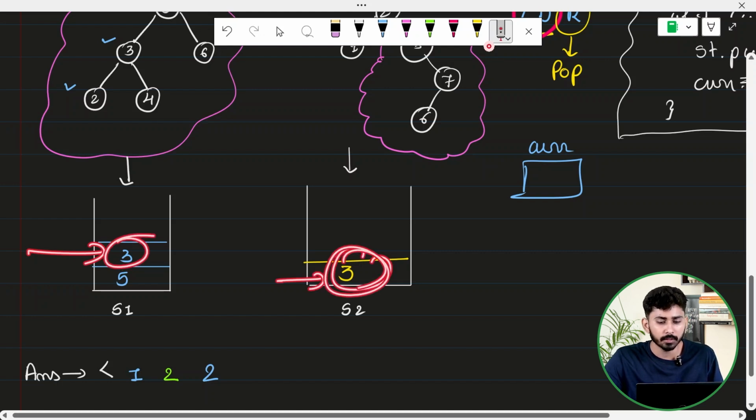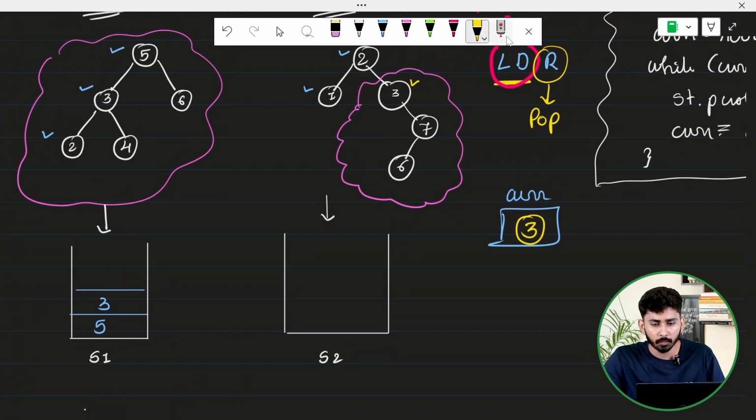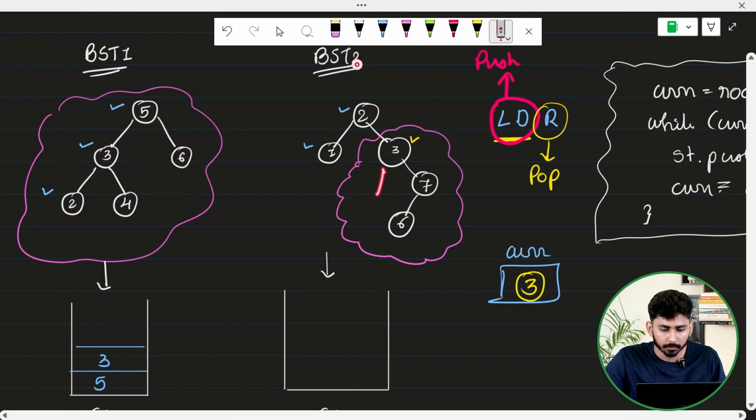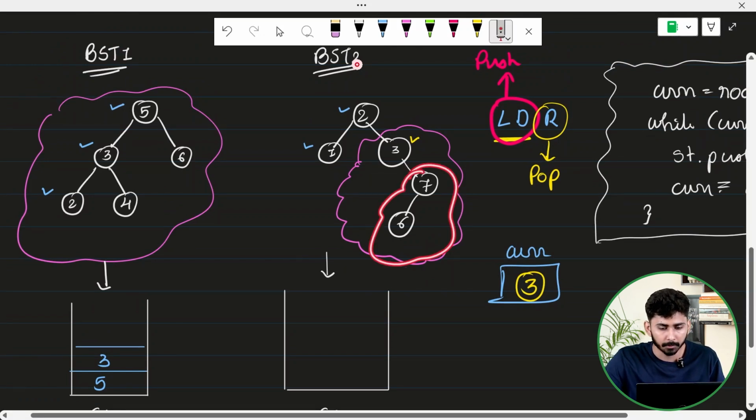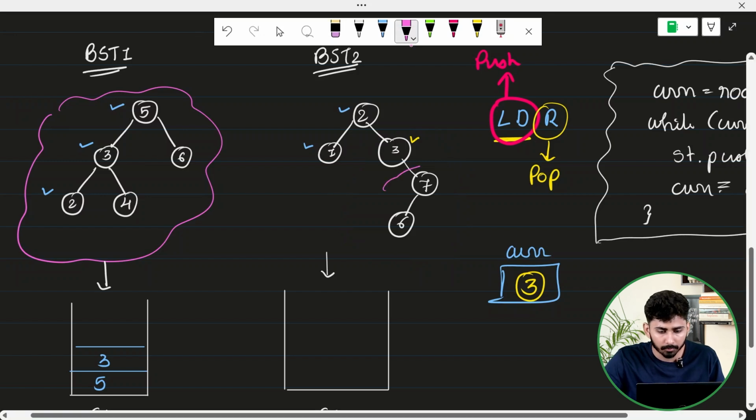So let's remove the smallest one from the stack number 2. So I'll remove the node number 3, and I'll insert it inside the answer list as well. Now we know whenever we pop, we are going to handle the right subtree of the current node. So the right subtree of the current node, that is this entire right subtree. Now we can see that this 3 has already been taken care of.